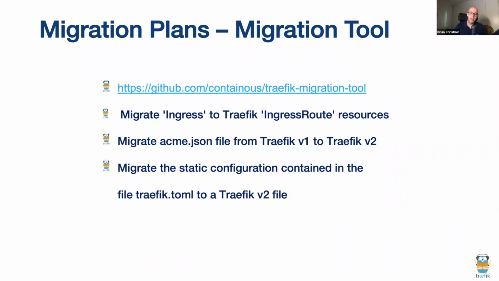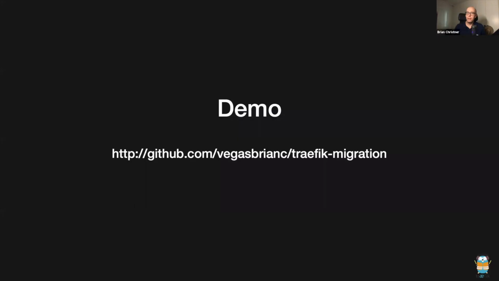So it takes your static TOML file and it rewrites it. So it tells you, okay, your logging, your entry points, all these things, and it rewrites it from the 1.7 version to 2.0. That is the different options available within Traefik for migration. That's also how we plan on doing this in the demo.